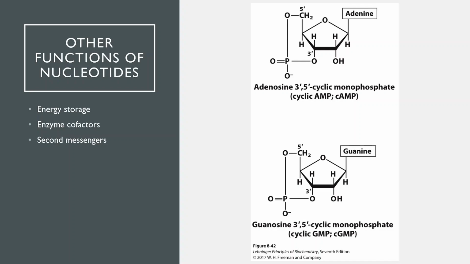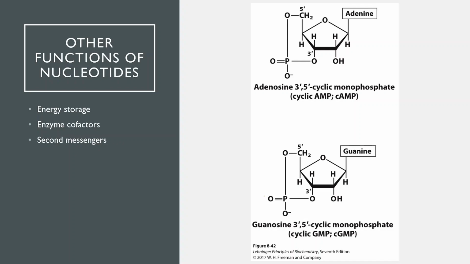And I already mentioned a little bit that there are versions of these nucleotides that can act as second messengers. So cyclic AMP, this is cyclic AMP, where actually in this case it's a 3' 5' cyclic monophosphate. So the phosphates connect to the 3' and the 5' carbons of adenosine. And then cyclic GMP is basically the same structure but with guanine instead of adenine. And these act as second messengers.